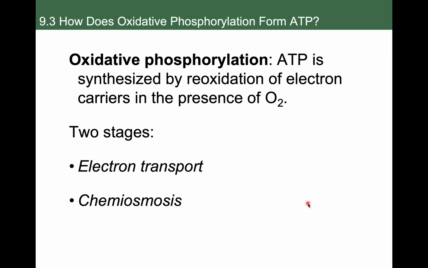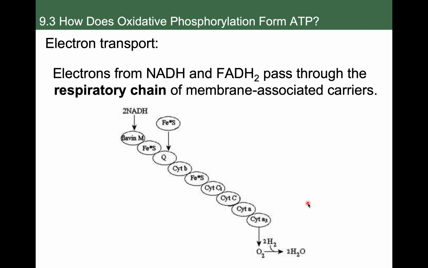This term oxidative phosphorylation sounds complicated, but the bottom line is that it means making ATP in the presence of oxygen. And there's really two parts to this process. There's the electron transport chain, and then there's this phenomenon called chemiosmosis. And those two things are coupled together. We really need both of them. We need oxygen to be able to generate this ATP. And I'll show you what this looks like here in a second.